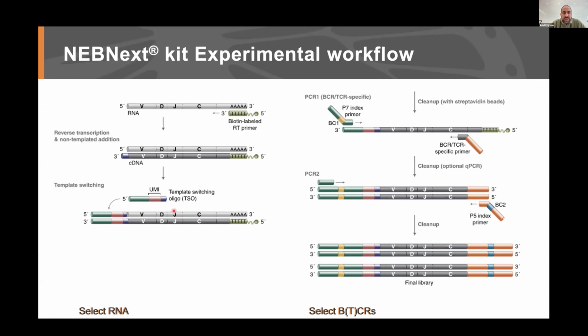Where a UMI is integrated into the sequence through a template switching reaction. And then the B and T cell receptor sequences are selected using specific primers in PCR reactions. Then the rest is regular library preparation for next generation sequencing.